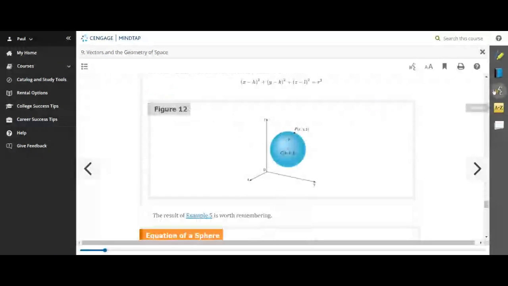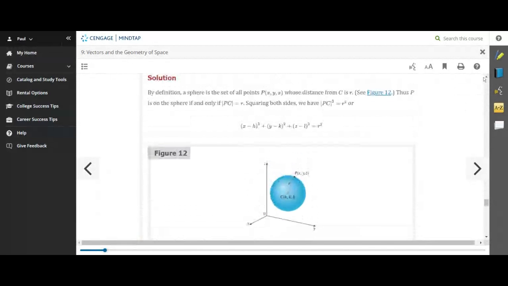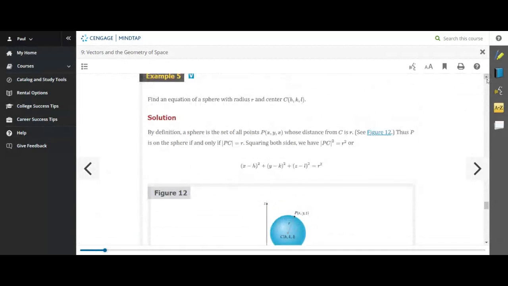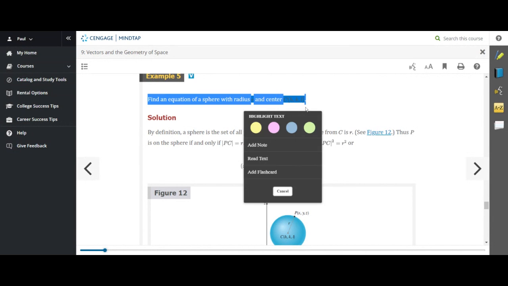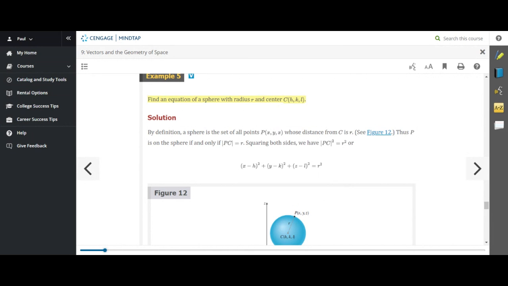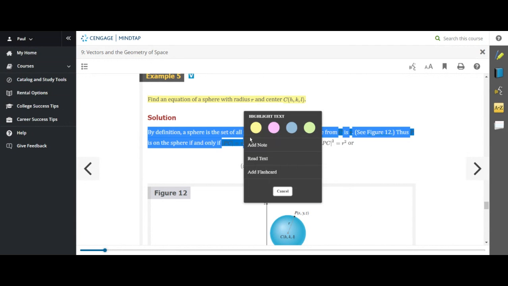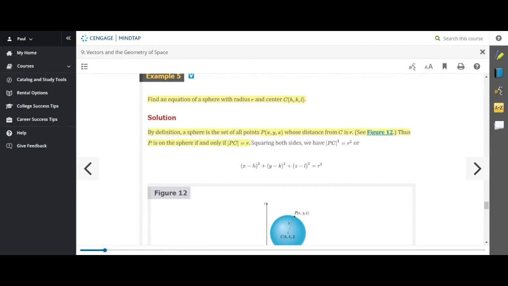Something else that's important here is the equation of a sphere. They say, find an equation of a sphere with center H, K, and L. Hold on, let me highlight that. And what is a sphere by definition? By definition, a sphere is the set of all points whose distance from the center, point C, is R.